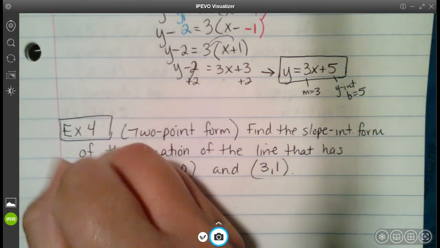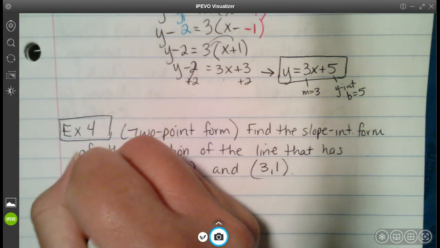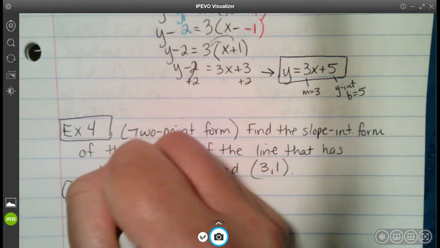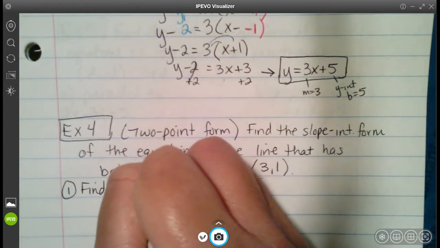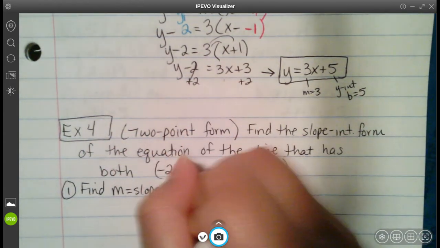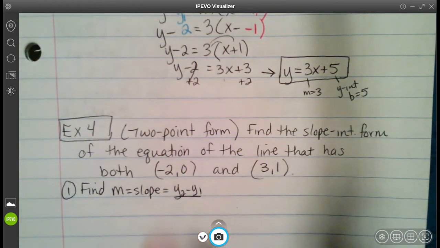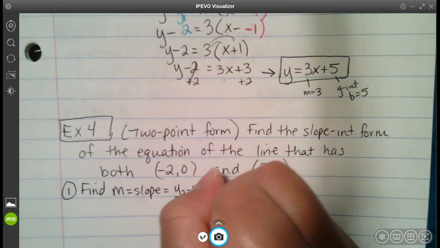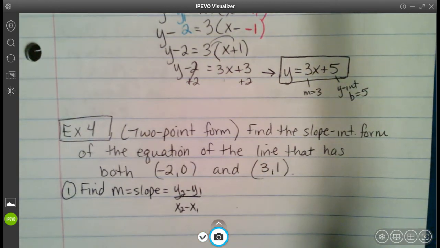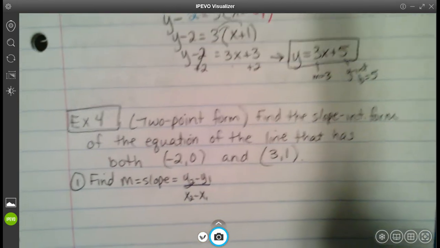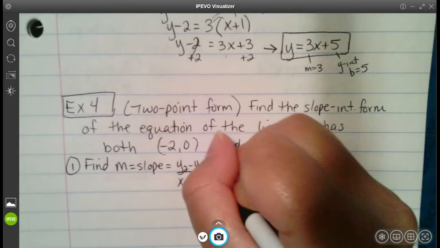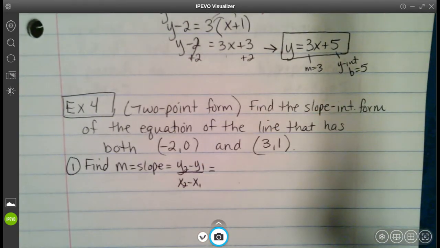So first, we need to find the slope. We need to find m, which is our slope, which is equal to, again, y sub 2 minus y sub 1, the change in y divided by the change in x. Okay, so we're going to do that first. And for this one, I'm not going to label because I need one of these for the next one. So just kind of try to follow me here.